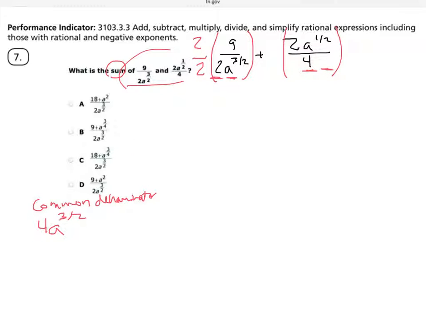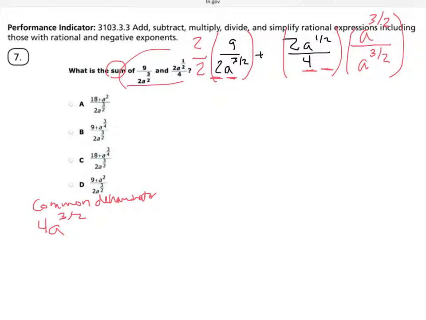Then I'm going to take the second fraction and do almost the same thing. I want this denominator of the second fraction to say 4a to the 3 halves. So I need to put an a to the 3 halves in there. But I'm going to use this trick again, where I'm really just multiplying by 1. So I'm not changing the amount, I'm just changing how it looks.